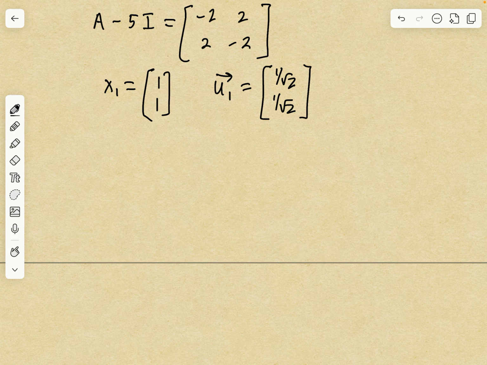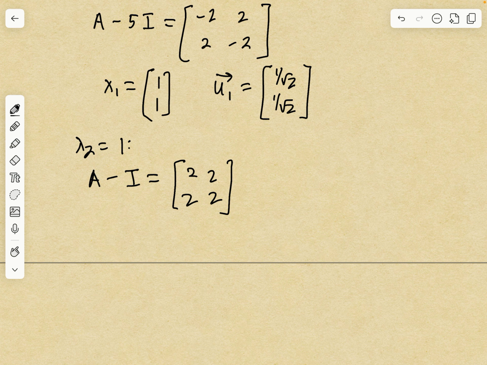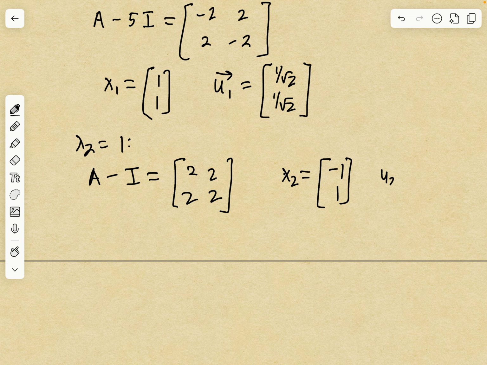So that's lambda 1, and now lambda 2 is 1. We just do the same thing. A minus I is this matrix. Okay, we get that u2 is going to be, say, negative 1, 1. And when you find a unit length vector, its length is root 2 again, negative 1 over root 2, 1 over root 2. You can also use 1, negative 1 instead of negative 1, 1.